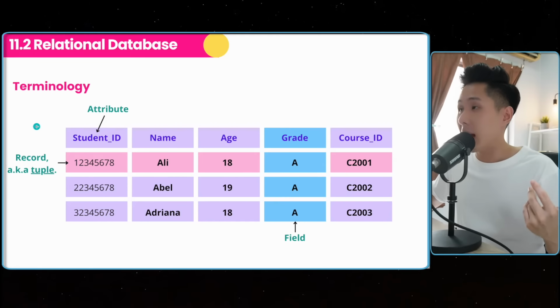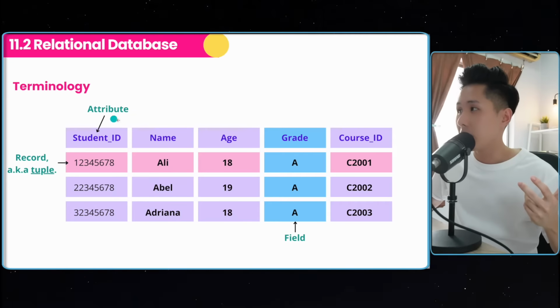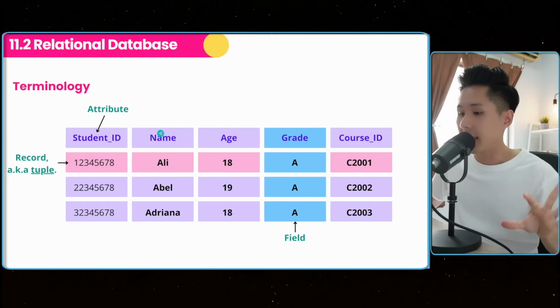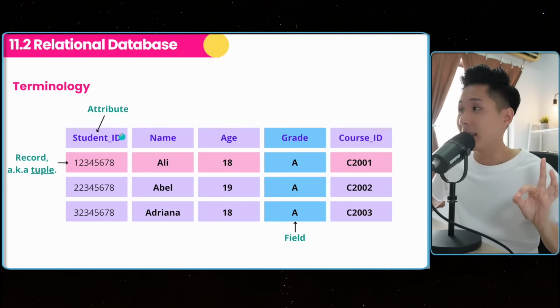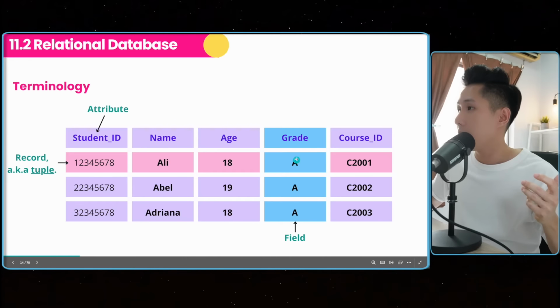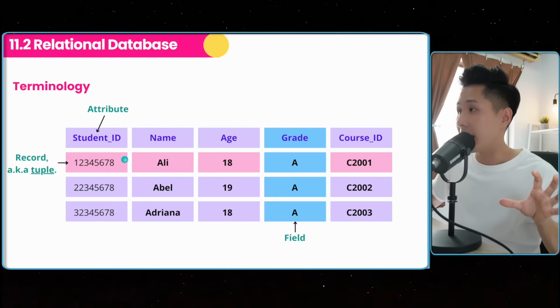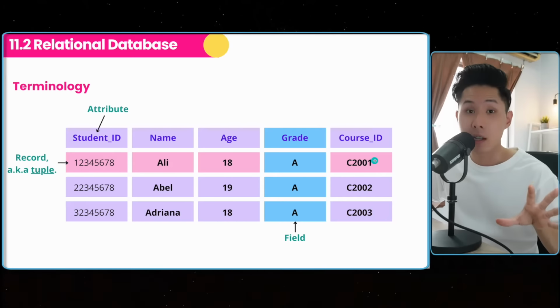So some of the other terminology include attributes, something we read from the definition. An attribute is like the data that we are collecting, like student ID, name, age, grade, course ID. These are called attributes. And field is another name for attribute as well. A record stores a particular record for, in this example, a student, meaning one record will contain the student ID, name, age, grade, course ID, etc.